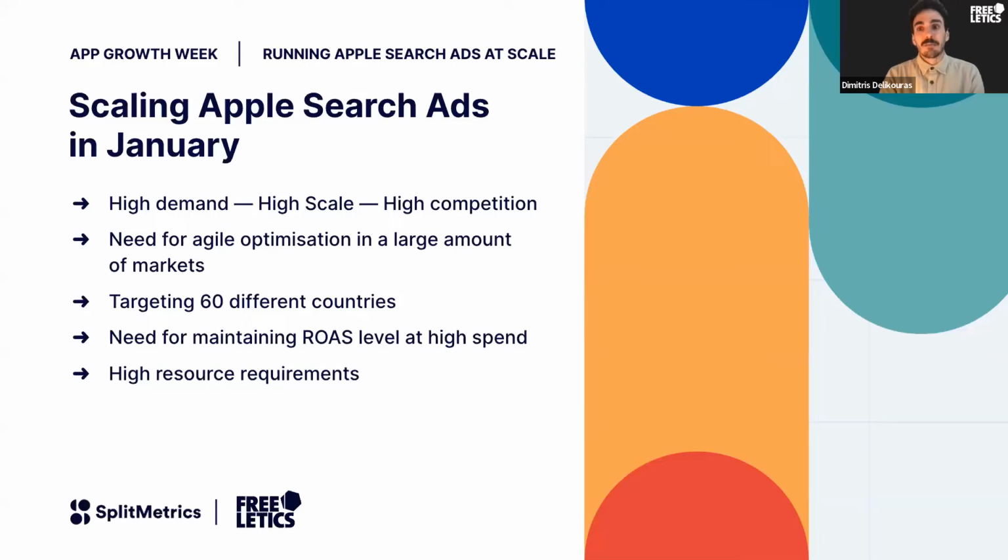That means that we need to be agile with our optimization at high scale and with maintaining a stable ROAS level. We have targets to meet, but at the same time, we have scale. The need for resources at the same time, as you can imagine, more than doubles during January, during this whole exciting time.